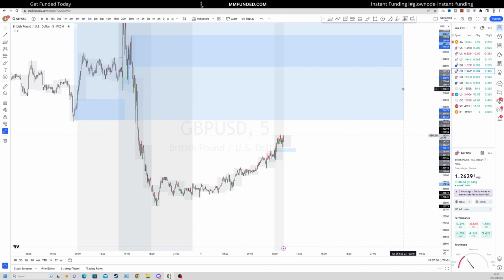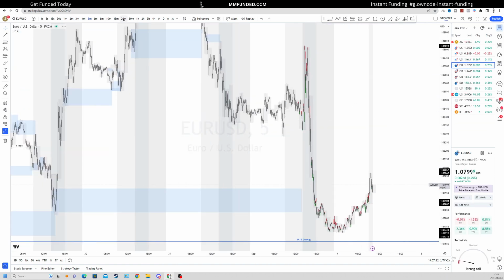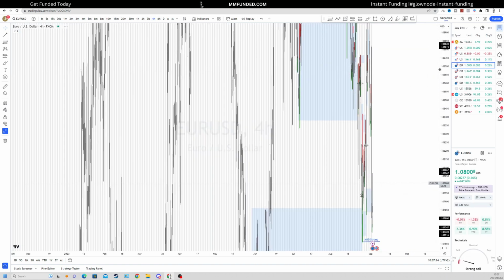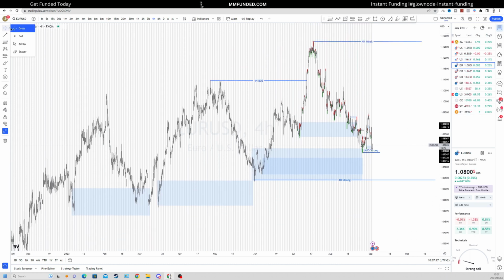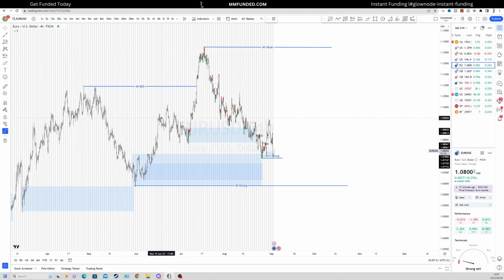Okay, awesome. Let's move on to EU. Okay, EU 4-hour time frame. We are still swing structure long-term bullish. So we want to see potentially these weak highs get targeted going through the rest of this year into next year.